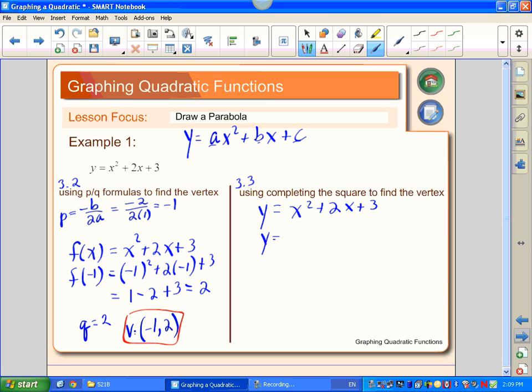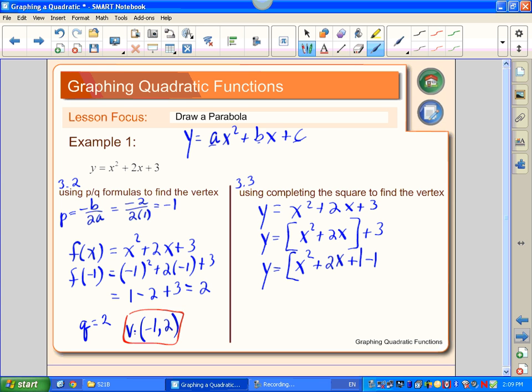I'm going to group my terms that have x. So I have x squared plus 2x. And now I'm going to make this a perfect square. To make it a perfect square, I divide my x term, 2x, by 2, and then square the result. So 2 divided by 2 is 1, 1 squared is 1. But if I add 1 and I need to keep this equation balanced, I need to subtract 1.